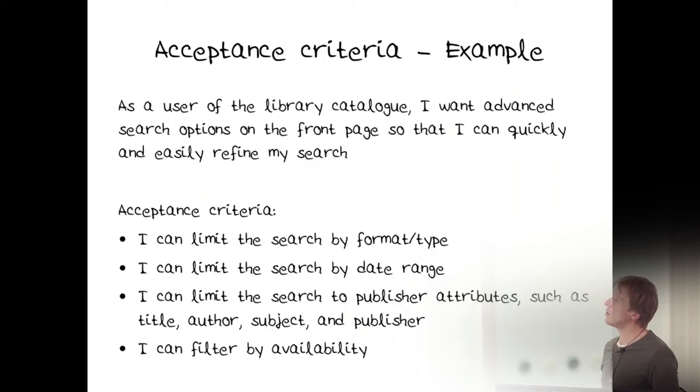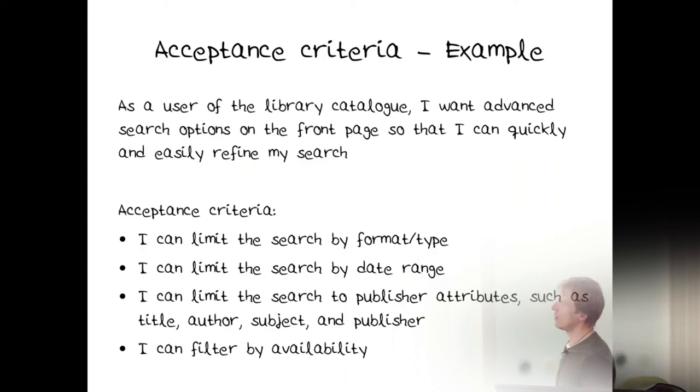Another example: as a user of the library catalog, I want advanced search options on the front page so that I can quickly and easily refine my search. Acceptance criteria: I can limit the search by date or format. I can limit by publisher attributes such as title, and I can filter by availability.